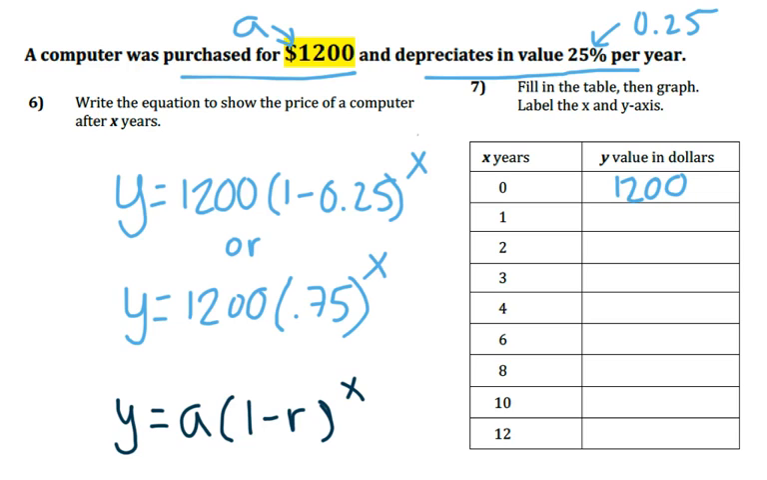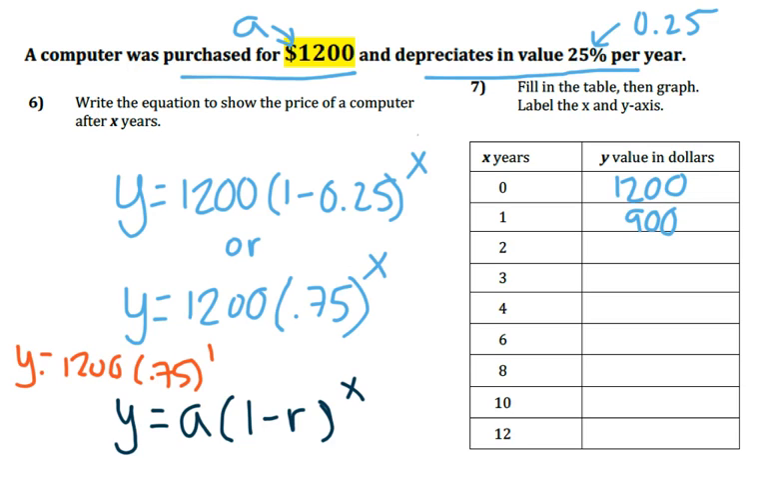Like we did in the previous 2 situations, we're going to substitute in now these x values. So we could get y equals 1,200 times 0.75 raised to the 1st power, which would give us a dollar value of 900, and then we can continue to fill these in. So go ahead and pause the video and fill them in, and then check.